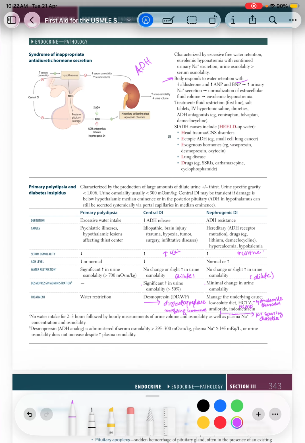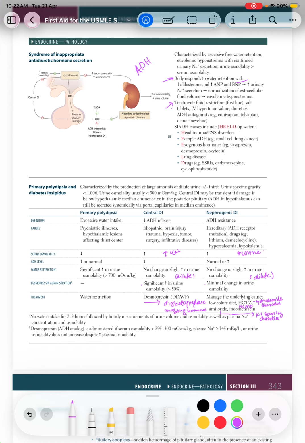Now, what is the treatment of this syndrome? Fluid restriction is the first-line treatment. Then salt tablets should be taken, as there is excessive fluid and less salt. IV hypertonic saline can be used, diuretics can be used, and ADH antagonists, for example conivaptan, tolvaptan, and demeclocycline. These can be used as diuretics, which lead to excess fluid excretion and the balance of electrolytes and water in the body.